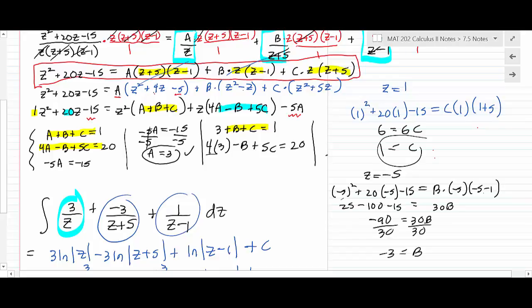Okay, and I think that's what we had, wasn't it? Yeah, we got b as negative 3. You see what I mean by that? So if that arises, you can bypass the system of equations and often do it that way.